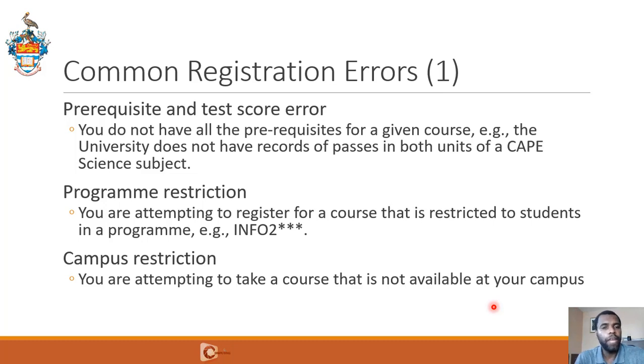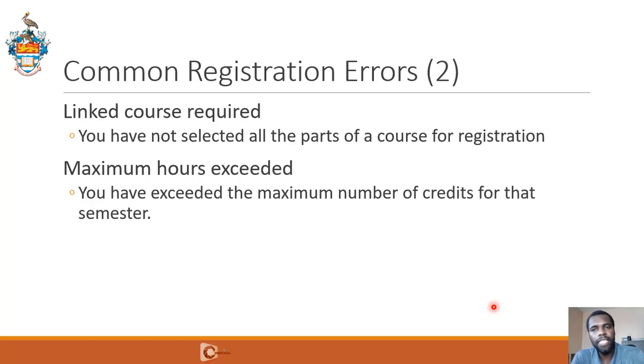A program restriction error will indicate that you're trying to register for a course that's restricted to students in a program, such as maybe a SWEN course that's only restricted to students in a given major. A campus restriction error will indicate that you're trying to take a course that is not available at your campus. And a linked course required error indicates that you haven't selected all the parts of a course for registration. That is, all the lectures, tutorials, labs, whatever has been defined for that course. And a maximum hours exceeded error indicates that you have exceeded the maximum number of credits for that semester.